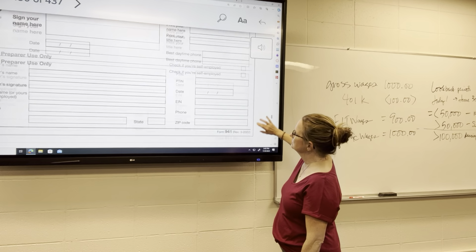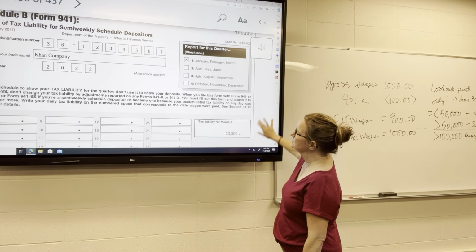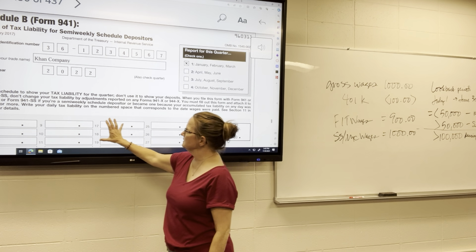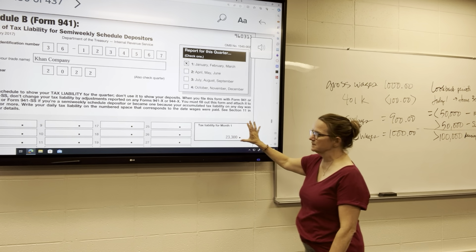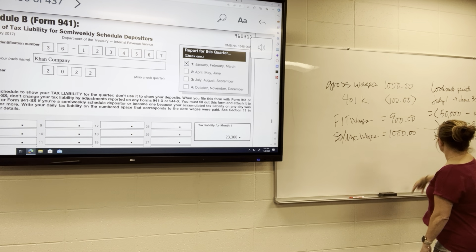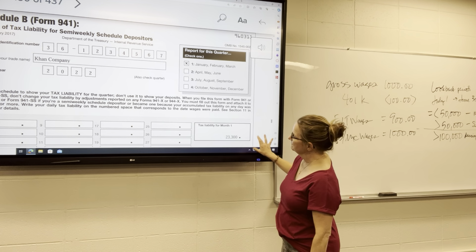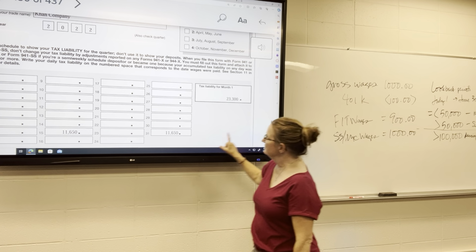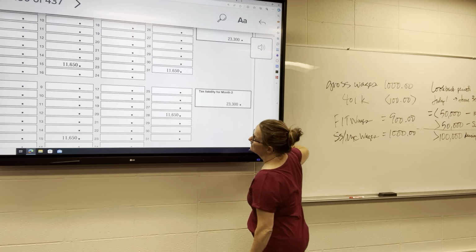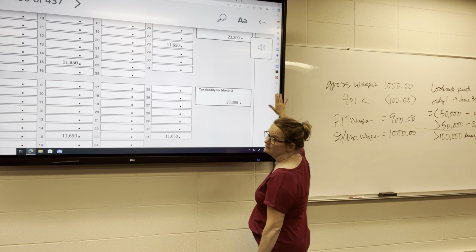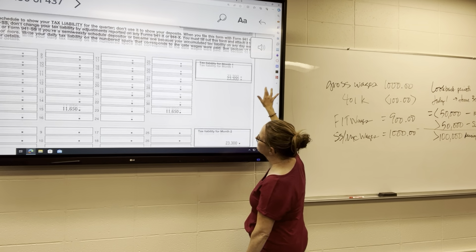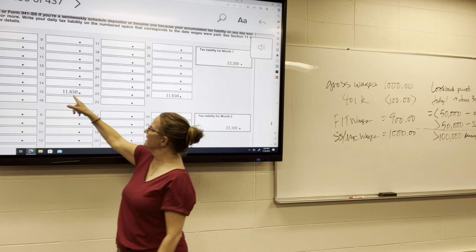This is page 3, 4. This is Schedule B. So this is for semi-weekly depositors or for any particular pay period where there was more than $100,000 liability. You would use the Schedule B. These dates again, you've got 3 months here, month 1, 2, 3 for each of the quarters. In this case, it'd be January, February, March. These are the pay dates.